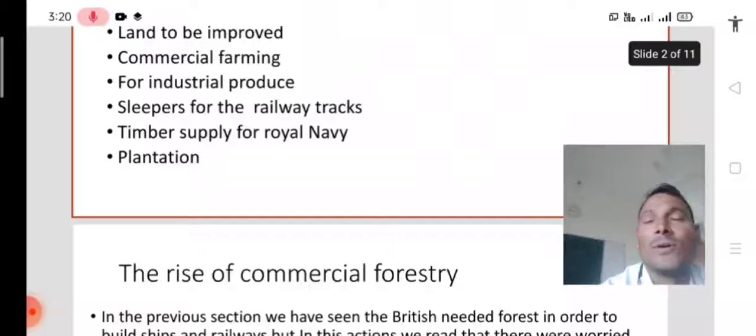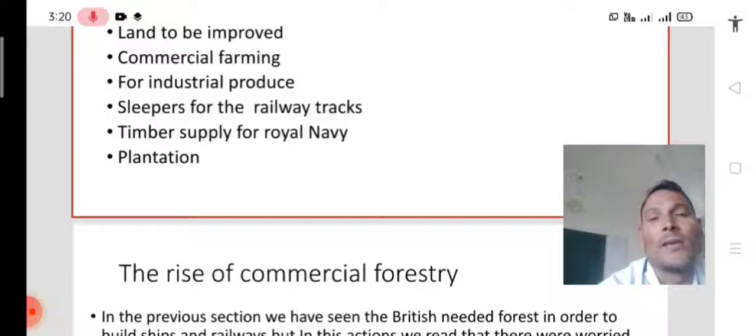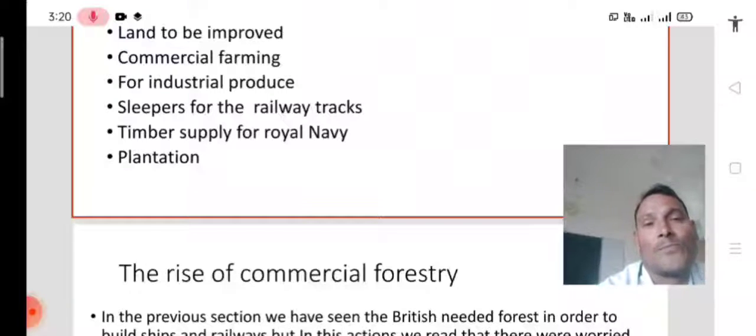You have seen plantation already. In plantation, they took a single crop for sale purposes only.